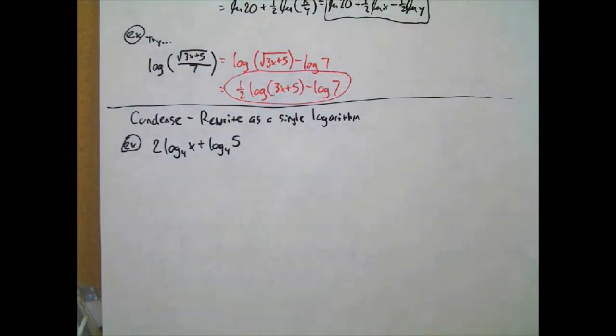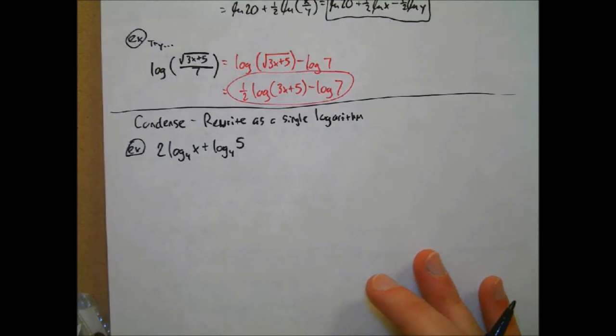Essentially this is the exact reverse of what we just did, right? Previously, we took a single logarithm and we expanded it out. Now we are taking that expanded logarithm and rewriting it as a single logarithm. So it's kind of like digging a ditch and then filling it back in now. And we can just keep going on and on and on.